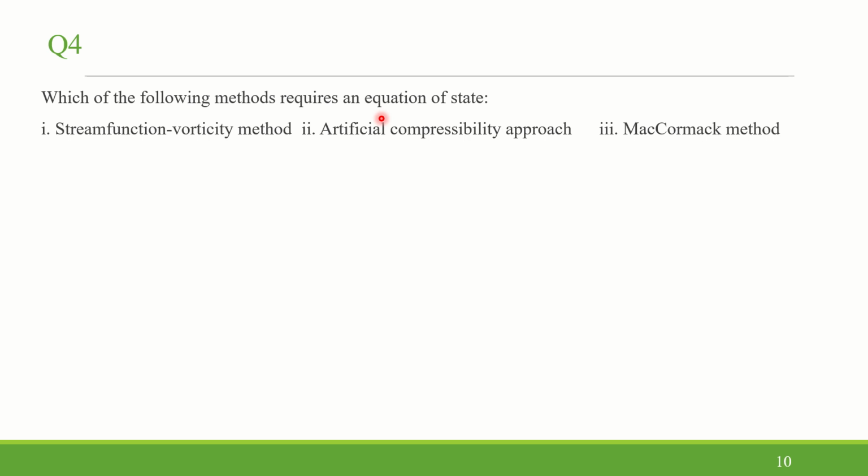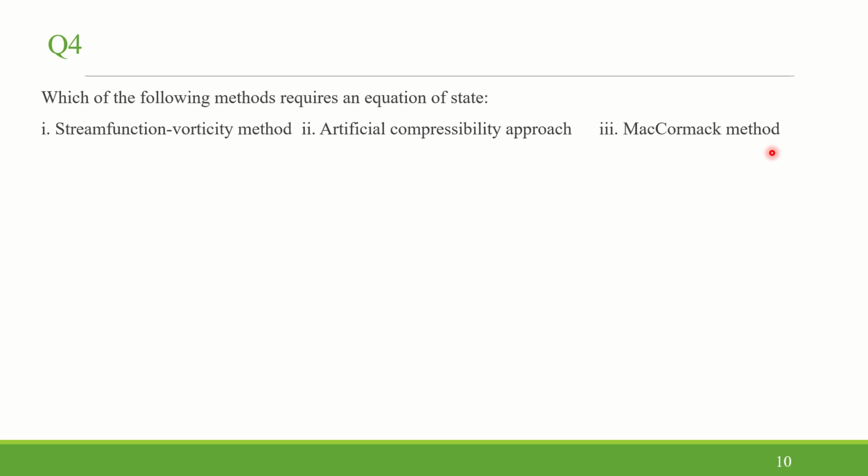So out of these three methods, two methods, that is the stream function vorticity approach and the artificial compressibility approach, are involved in the calculation of flow for incompressible flow systems, whereas the third scheme, that is the McCormack scheme, is generally used for compressible flow systems. So here the question is, which of the following methods requires an equation of state? So we should rule out the stream function vorticity method, and the answer is 2 and 3, that is the artificial compressibility approach and the McCormack method.